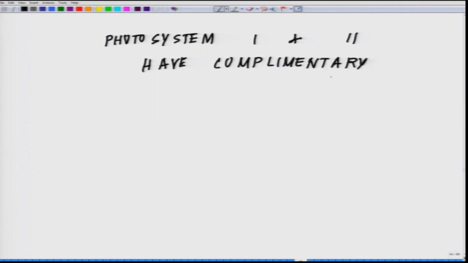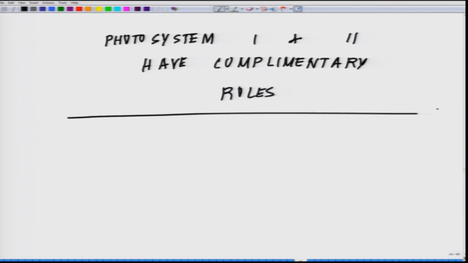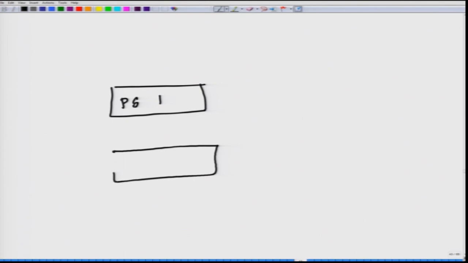Complementary roles. Now, what are they? Now, it was observed. Now, I will come to the photosystem 1 and photosystem 2's role. So, here you have photosystem 1, and here you have photosystem 2, and here you have lambda less than 700 nanometer, which I was trying to tell you.